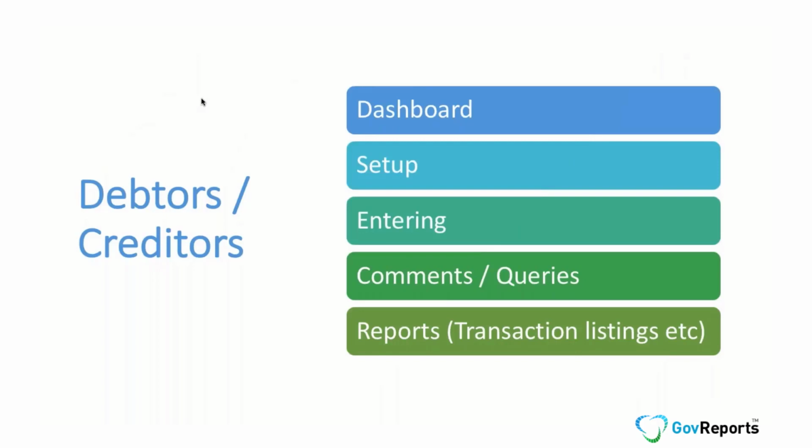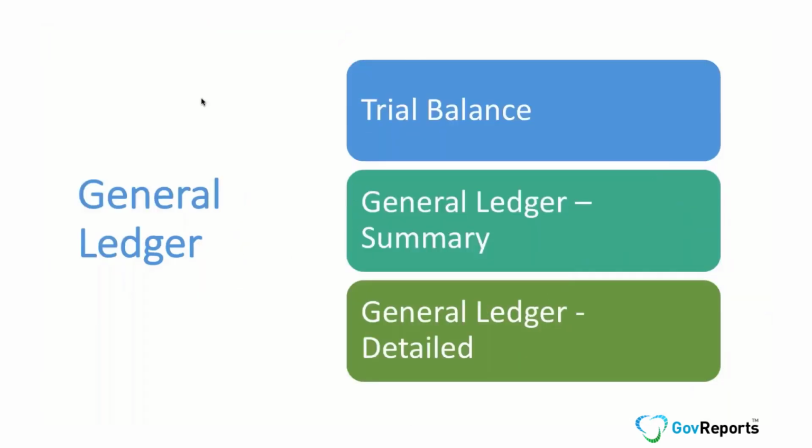When we look at debtors and creditors, we're going to look at the dashboard and the information on there about the debtors and creditors. We'll look at how to set up the debtors and creditors in IAM, entering invoices and entering bills, comments and queries you can leave on the bills and invoices, and some various reports you can use to analyze your debtors and creditors. We'll look at the general ledger, both the summary and detail, and also look at the trial balance.